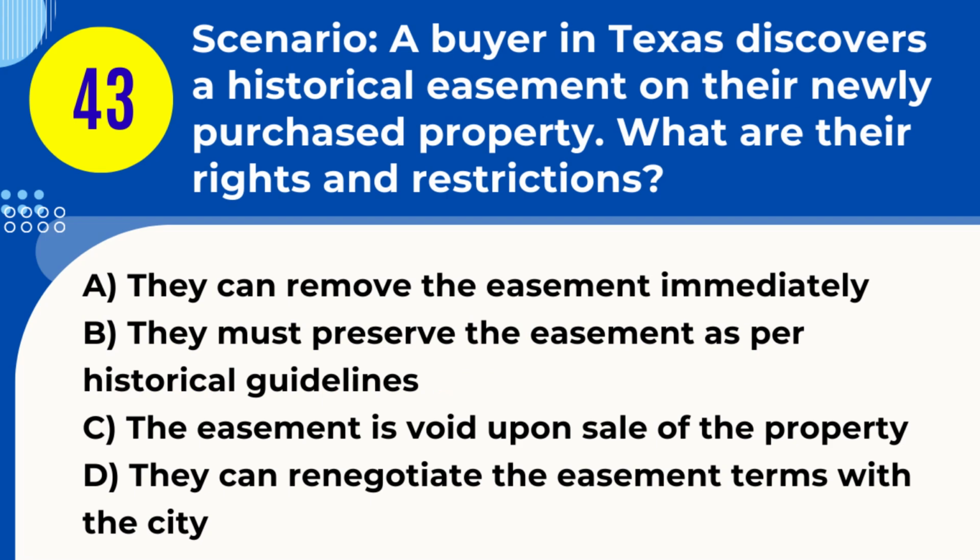A. They can remove the easement immediately. B. They must preserve the easement as per historical guidelines. C. The easement is void upon sale of the property. D. They can renegotiate the easement terms with the city. Answer. B. They must preserve the easement as per historical guidelines. Explanation. In Texas, if a buyer discovers a historical easement on a property, they are typically required to preserve it according to specific historical guidelines and cannot unilaterally alter or remove it.